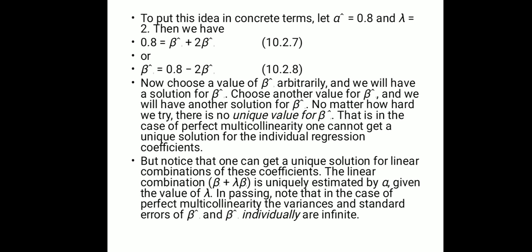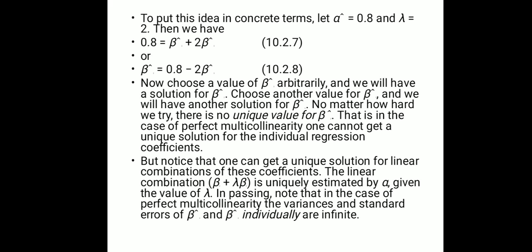So lambda is given. Hence there is an infinite number of solutions for this. You can put any values for these two, and you get one value for that. To put this idea concretely, say alpha cap equal to 0.8 and lambda equal to 2, then 0.8 equal to, there is an error in that, it should be beta 2 cap plus 2 beta 3 cap. Then beta 2 cap equal to 0.8 minus 2 beta 3 cap.